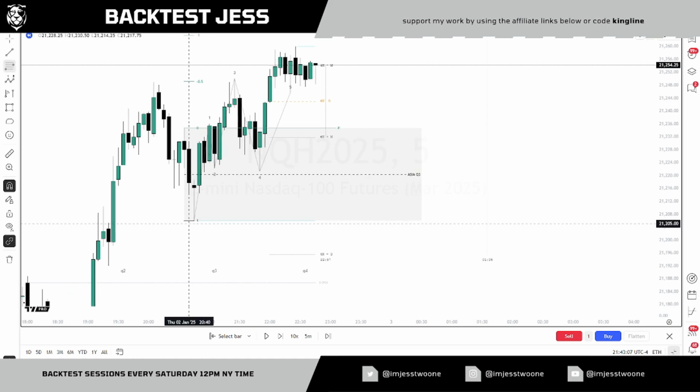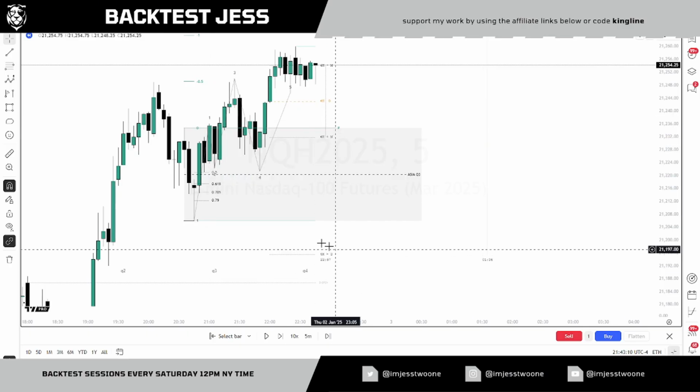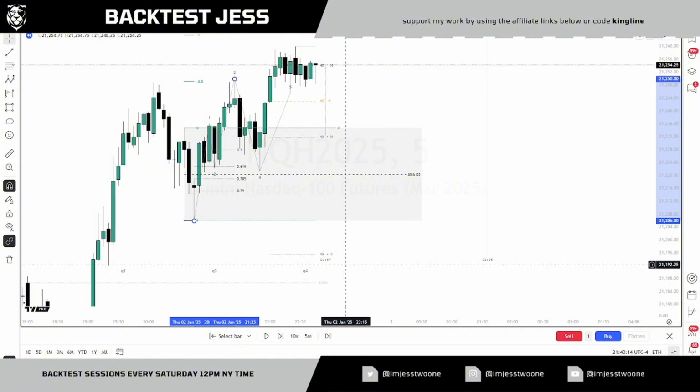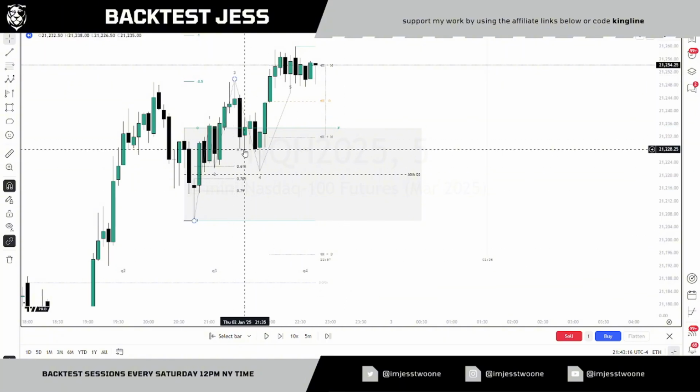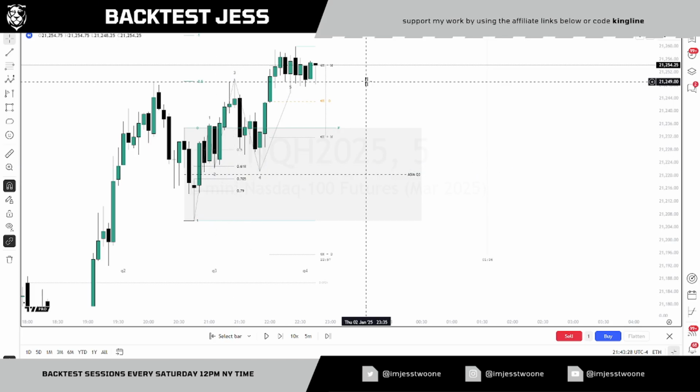So first, if we have this pullback here, and we have OTE, didn't reach EQ, and then once it expands into 3, reaching down into here would be an entry, as well as here. Oh no, that's not an entry because it didn't sweep 2 yet. So then 0.618 would be our 4 entry.